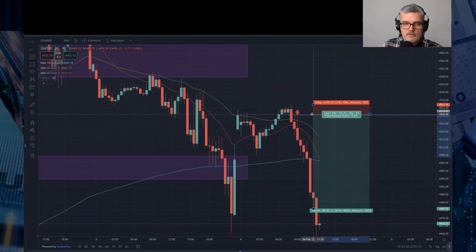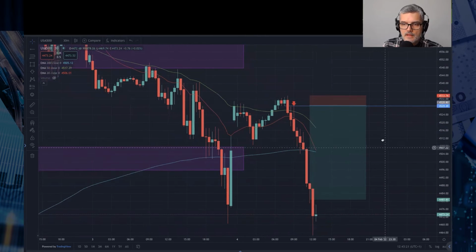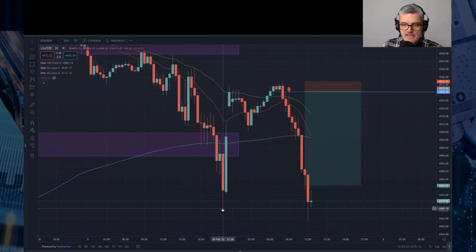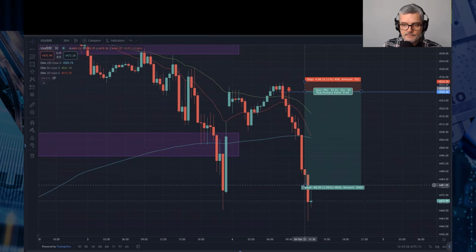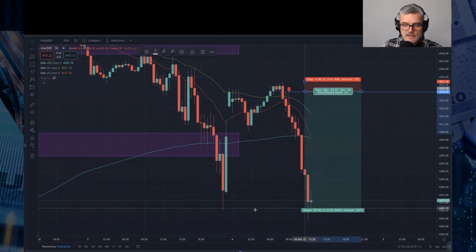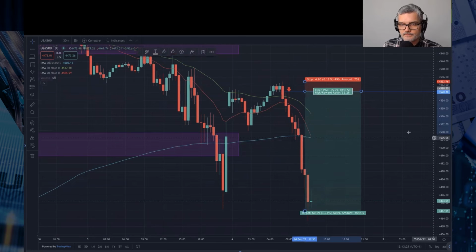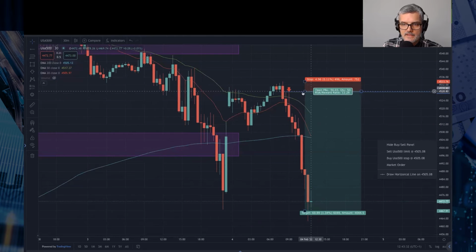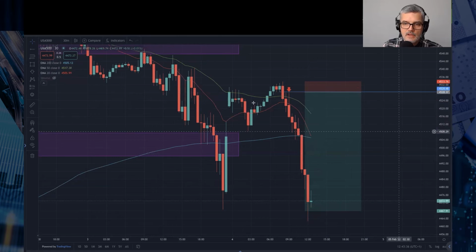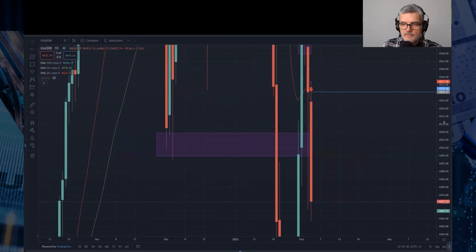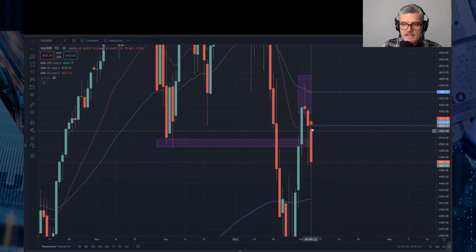And then you'd be targeting the next swing low, which would be something like that. Now, this is obviously an intraday chart. We could go back to the daily. And you can see we could have been in at the high.